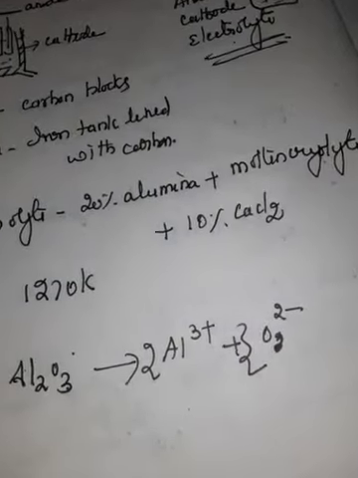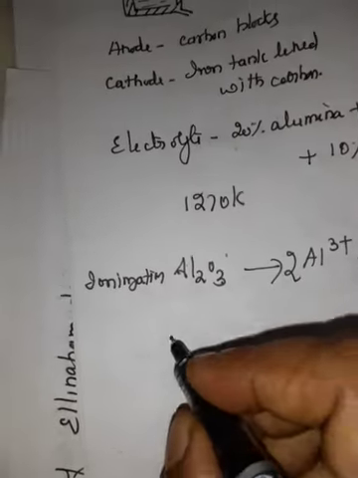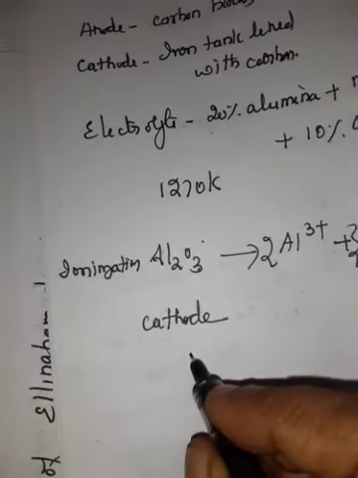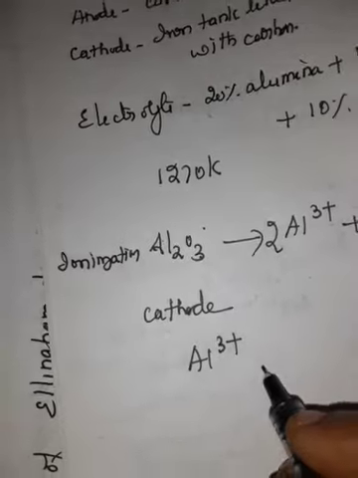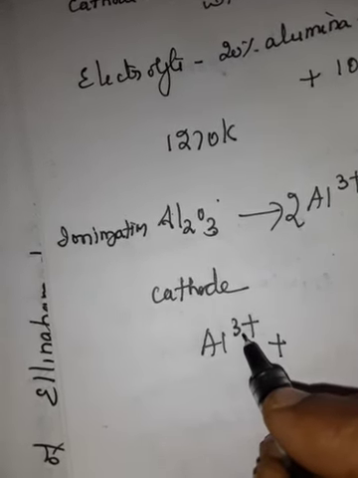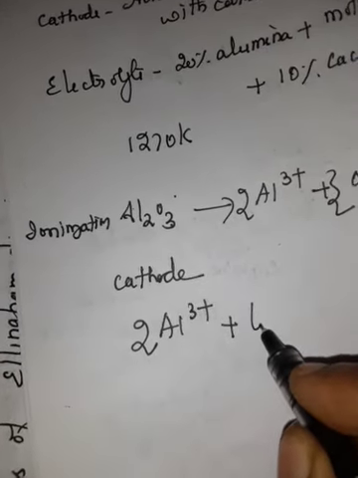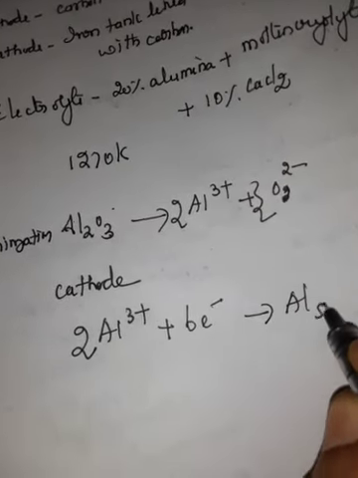What reaction takes place at the cathode? At the cathode, the Al3+ ions accept 3 electrons to form aluminium metal. Here 2 Al3+ accept 6 electrons, forming aluminium solid.